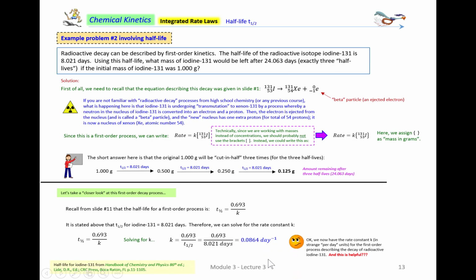Now, we have the rate constant in these strange per day units for the first order process describing the decay of radioactive iodine-131. We already solved the problem at hand up here by just using common sense, and we didn't even use an equation. So why are we doing this? Why is knowing the rate constant helpful? Well, it is helpful, and let's see why it might be.